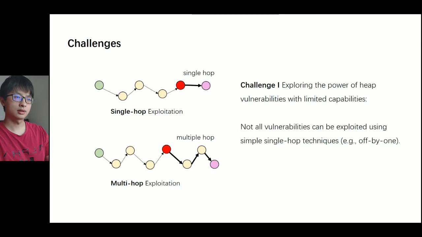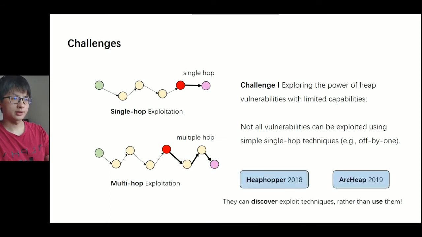Luckily, security experts summarized exploit techniques for exploiting heap-based vulnerabilities, such as unsafe unlink and fastbin attack. These techniques are powerful and general as they are related to allocators rather than applications. There are a few solutions that can discover exploit techniques automatically, such as HAEPG and HAEPG.